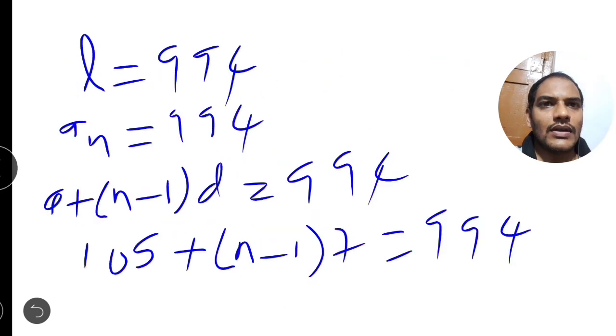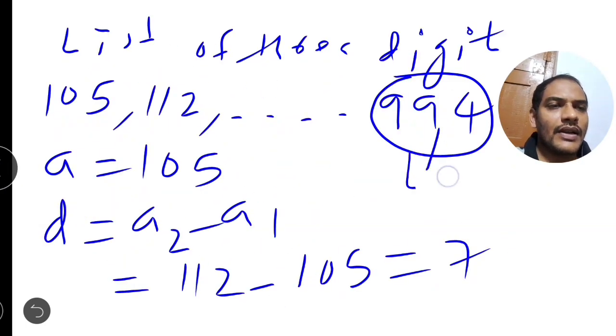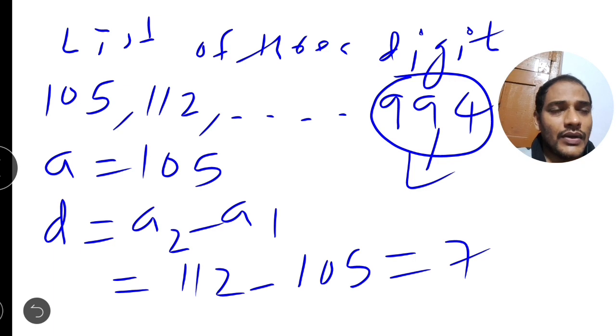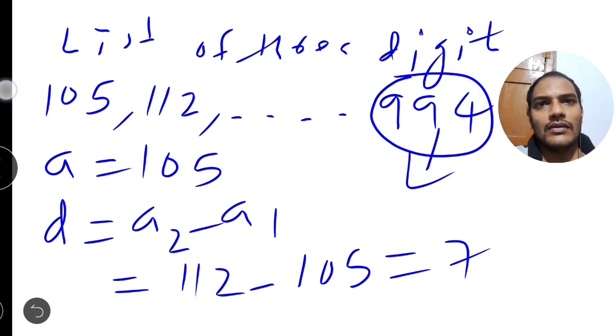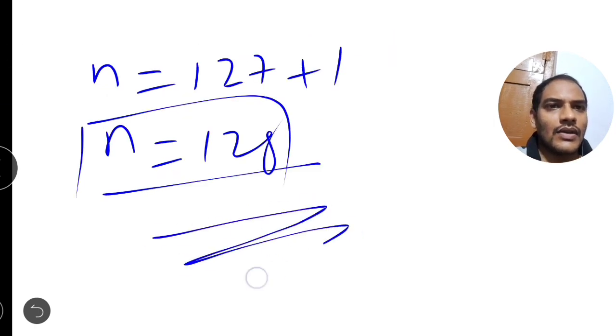So what is the term number? 994 is the 128th term. So that means how many terms are there in the list? 128 terms, which are divisible by 7. So that conclusion you have to write here.